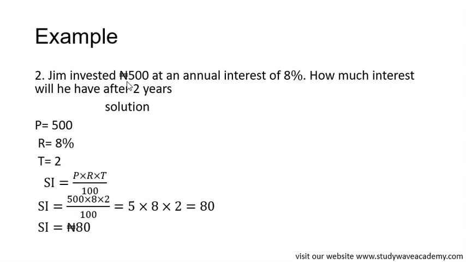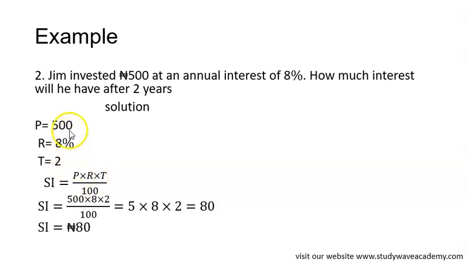So to find the interest that Jim will have after 2 years, we use the simple interest formula, okay? P times R times T over 100. Now we have our formula. We are going to insert our numbers into the formula, okay?